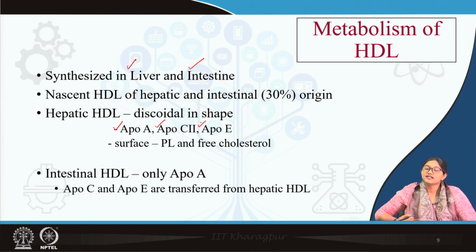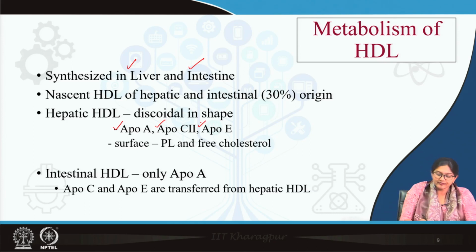discoidal in shape. Why discoidal in shape? Remember, this nascent HDL does not have triacylglycerol, which forms the lipoprotein core. The spherical core is formed by triacylglycerol or hydrophobic lipids, and those are not present in nascent HDL. So, nascent HDL is discoidal in shape, and the surface of this HDL is formed by amphipathic lipids like phospholipids and free cholesterol.